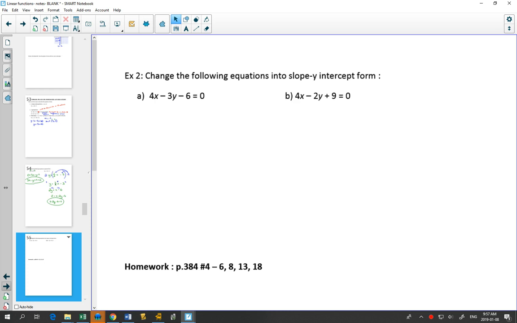So now we have the general equation, and we want to change it to y equals mx plus b. So if our goal is to get y equals mx plus b, what we're really trying to do is get y all by itself on one side of the equation. If we do that, whatever's in front of the x will be m, and whatever number is by itself will be the y-intercept.